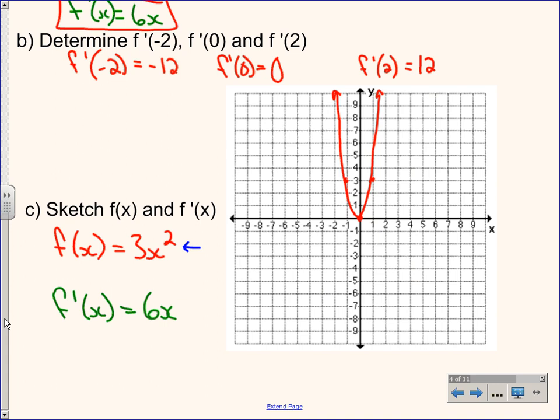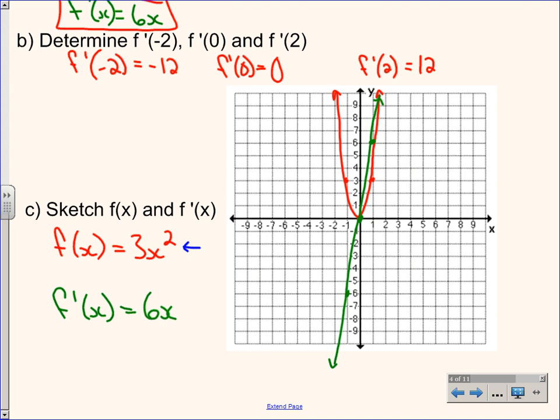And then 6x, it's quite easy. It has a y-intercept of 0, and it's got a slope of 6. So it's over 1 up 6, over 1 up 6 again. Oops, that's too far over. So we have a really steep derivative function. Oh, that's not my best effort, sorry about that. So there's the 2 of them.